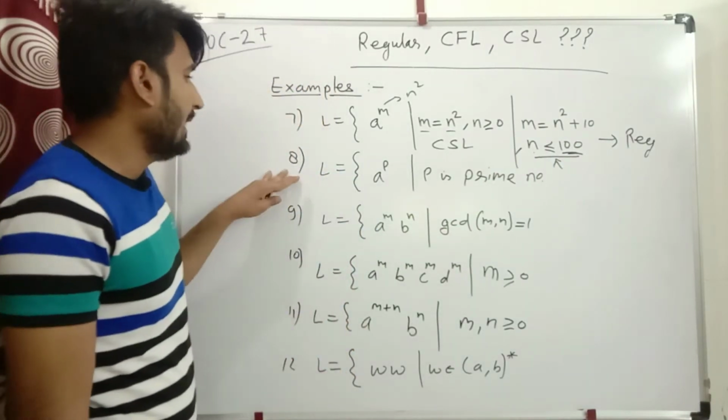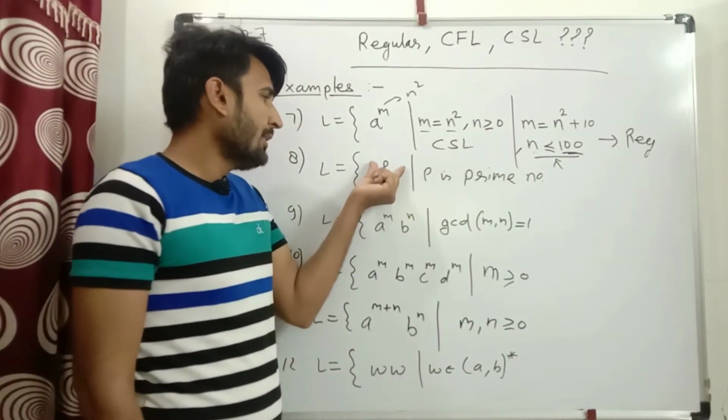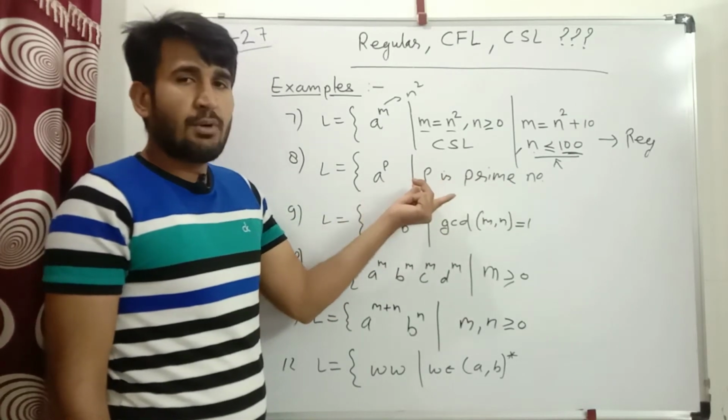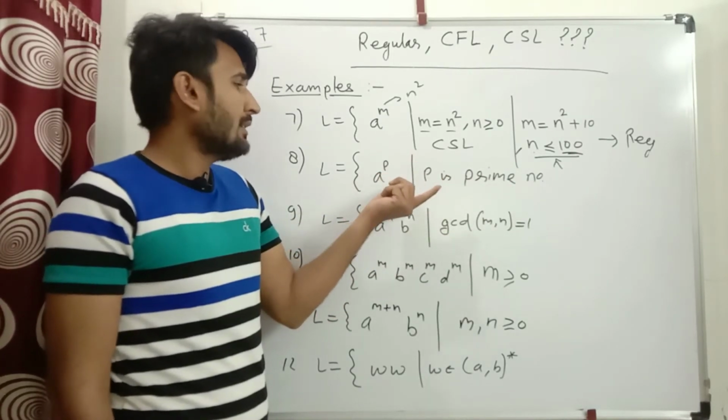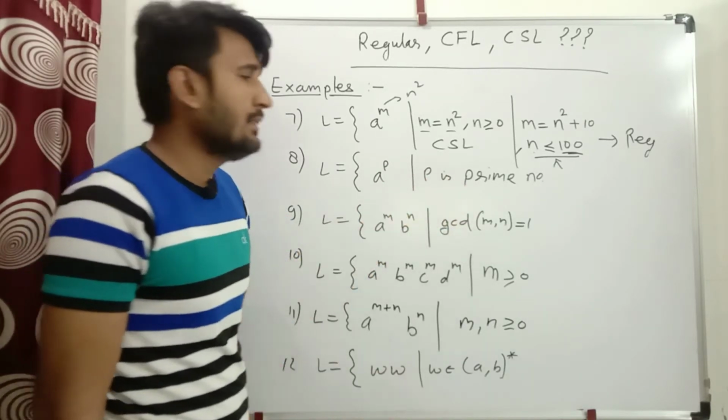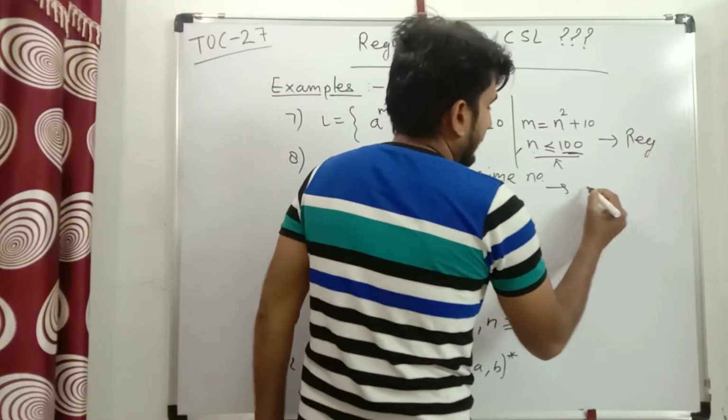Okay, next, a power p, where p is a prime number. This is a non-linear power, prime number is not linear, so it is CSL.